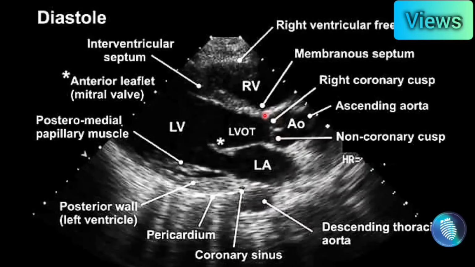We also have two cusps of the aortic valve. The cusp which is near to the RV is called the right coronary cusp, and the cusp which is near the left atrium is the non-coronary cusp. The third cusp, which is the left coronary cusp, does not show in the parasternal long axis view. Then there is the ascending aorta.